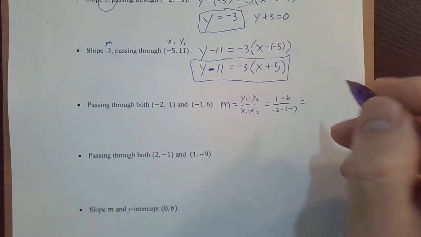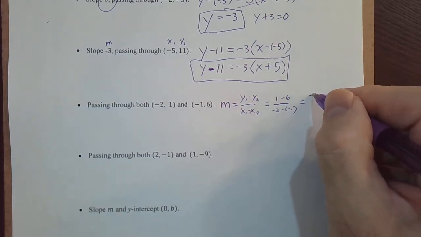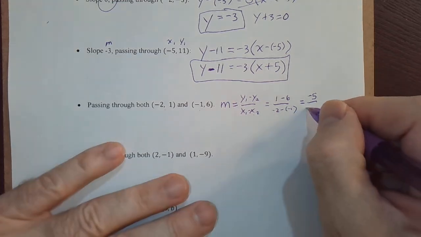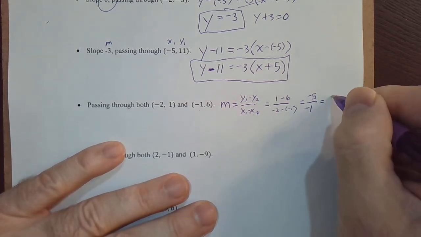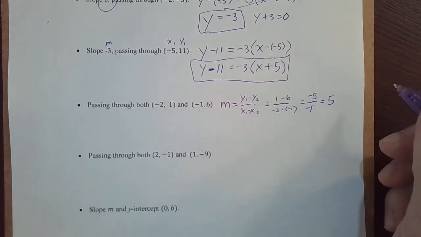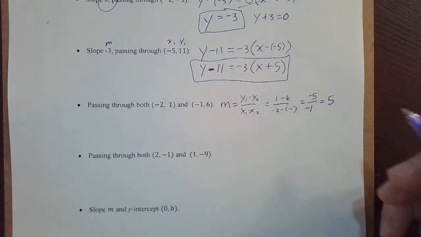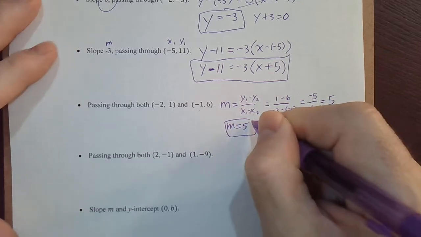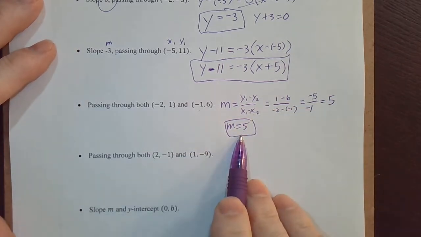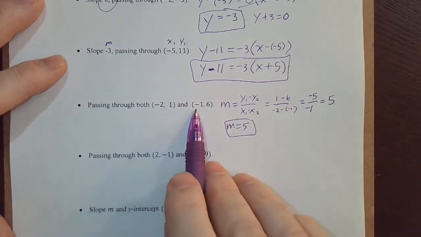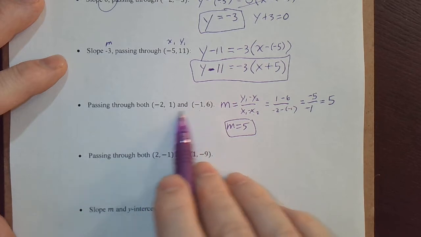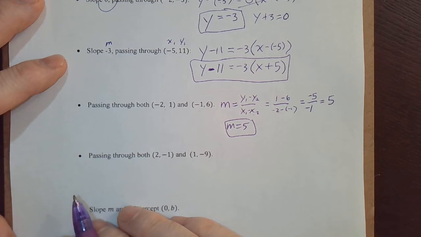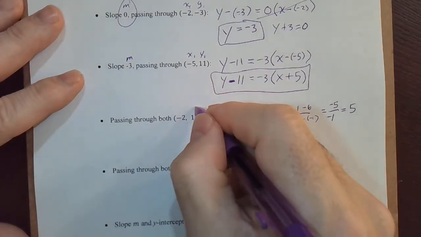So that gives us on top negative 5, and on the bottom negative 2 plus 1 is negative 1. Another time we get the slope of simply 5. So m equals 5. That's not our final answer, but now which of these points do we want to choose to plug in? It makes absolutely no difference. Just choose your favorite one. So I'm going to go with this one.